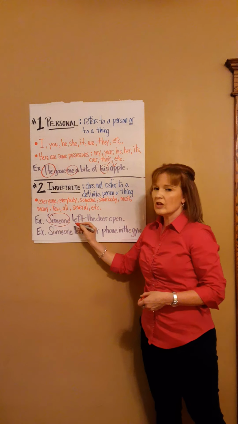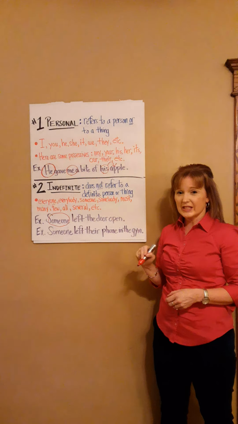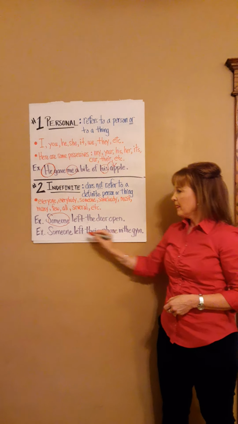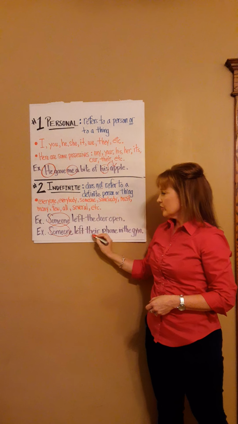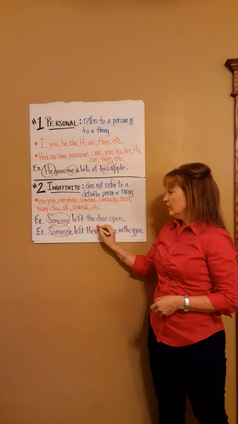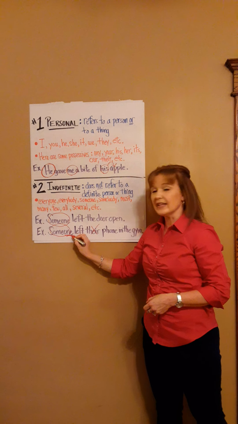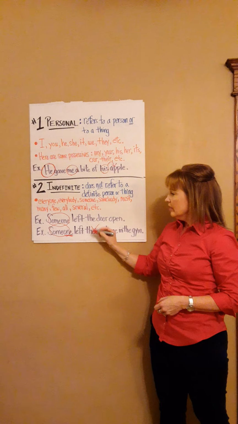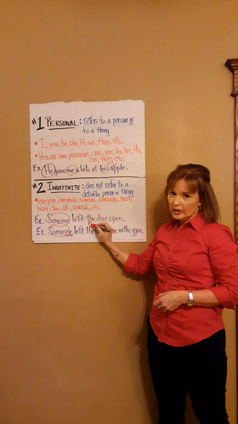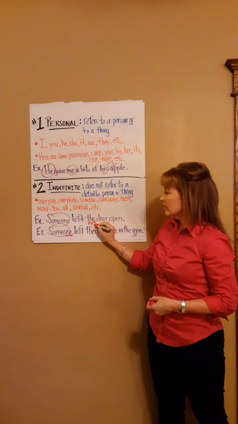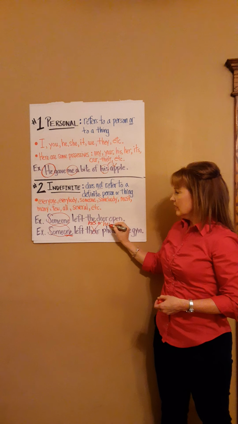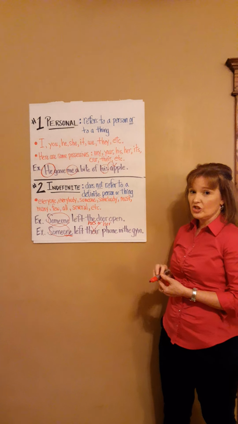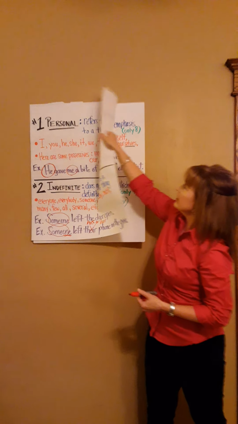I wanted to do this example too, to show you a common mistake people make. Someone left their phone in the gym. So let's circle someone, but here's the problem. This is wrong. Okay, one is singular. Okay, this is plural. You can't do that. So we don't know if it's a boy or if it's a girl, so we have to say his or her. Okay, it's a very common mistake. Someone left his or her phone in the gym. Okay, let's move on to the next type.